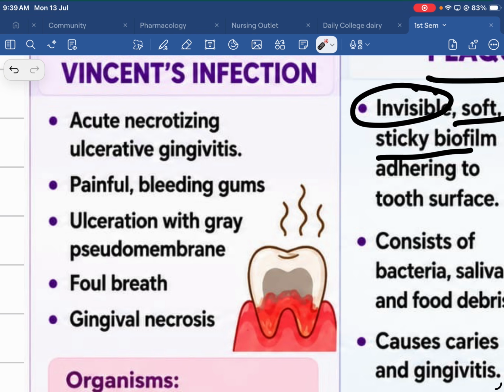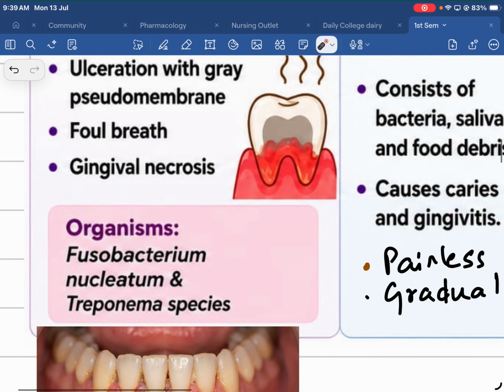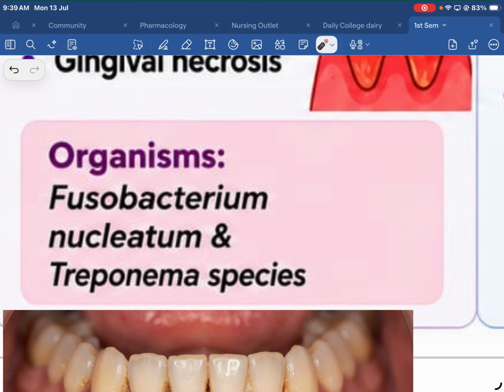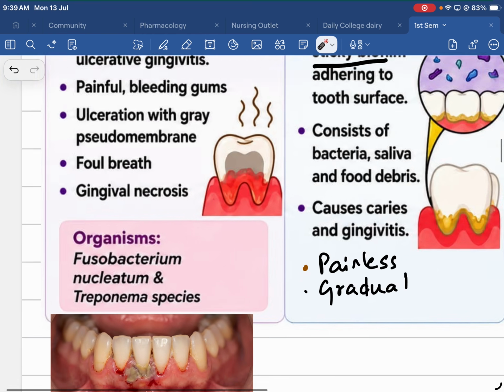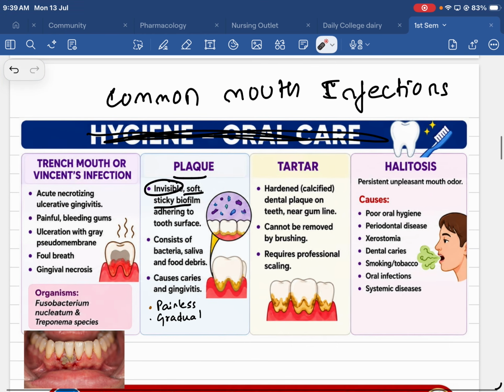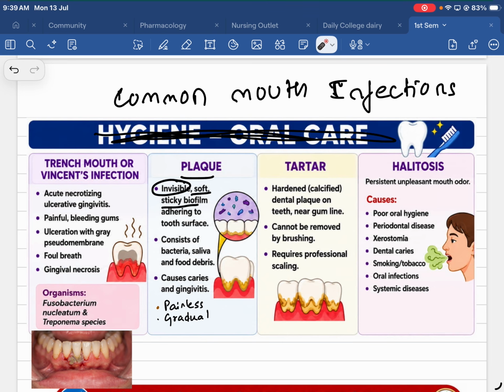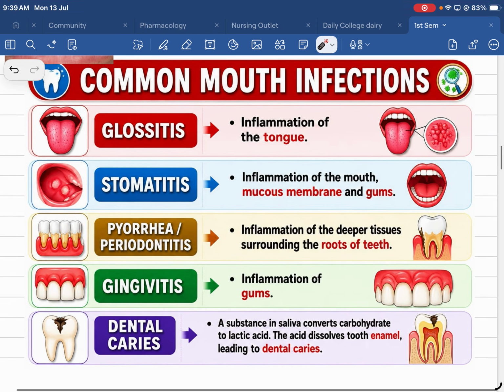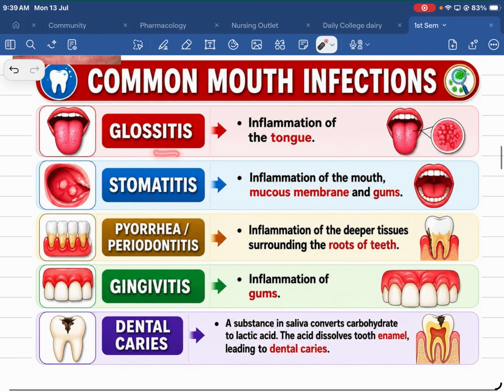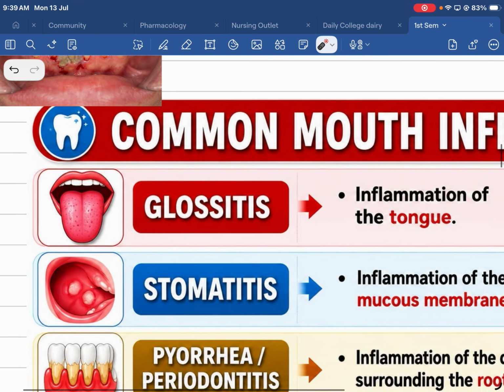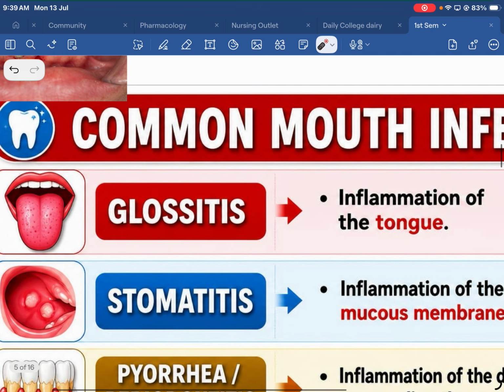Are you understanding? Okay. Next, sir, which organism will cause this ANUG? That is Fusobacterium nucleatum or else Treponema species. Like syphilis infection, you will get the Treponema species, okay. I hope you understood all the 4 mouth infections. Now we'll get into the other 5 infections, that is glossitis. What is glossitis? Glossitis means inflammation of the tongue.